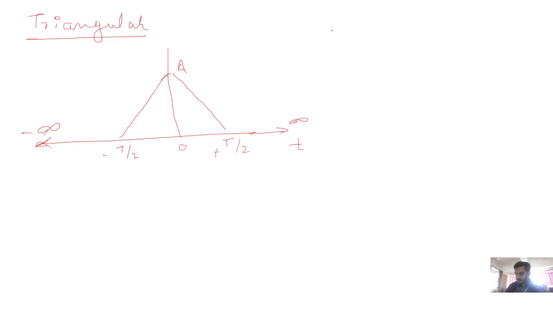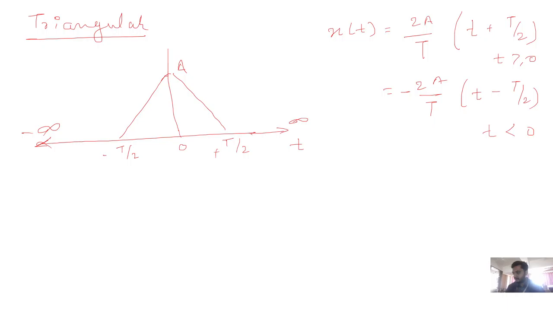Okay, but its equation is x of t is equal to 2A by T, capital T, in bracket t plus T by 2, and it is minus 2A. This is for t greater than or equal to 0, and 2A minus 2A divided by T, t minus T by 2. This is for t less than 0. Okay, this is one.